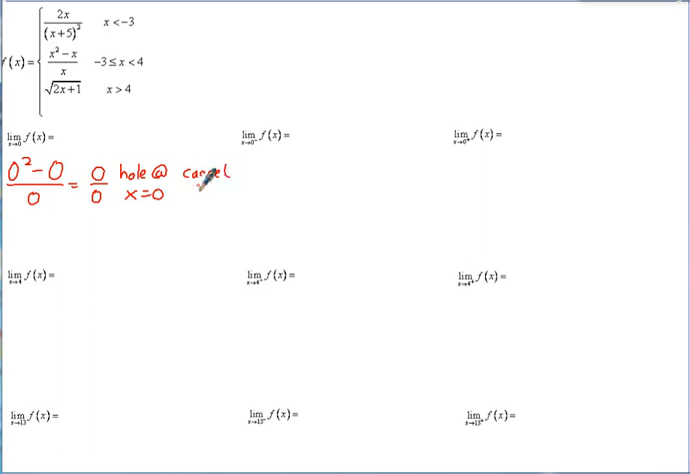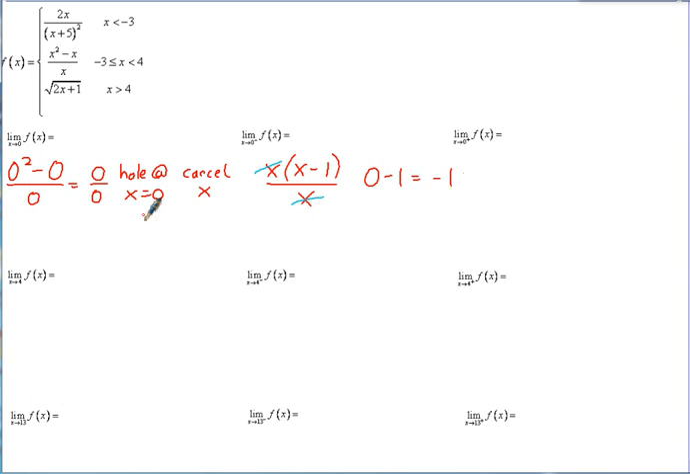What's causing that 0 is x, and the method you use here is factoring. You just factor out the GCF of x on the numerator. You're left with x times x minus 1 over x, and then you can remove the hole. The x's reduce out, and as soon as you remove the hole that was causing that 0 over 0, you can substitute in what x is approaching, 0 in this case. 0 minus 1 gives you -1.